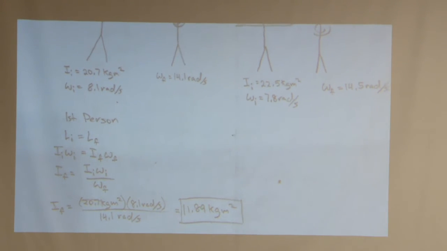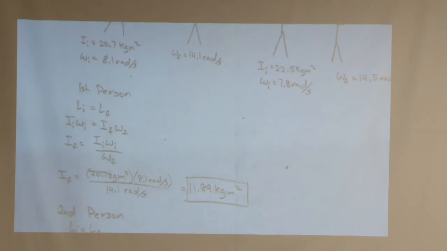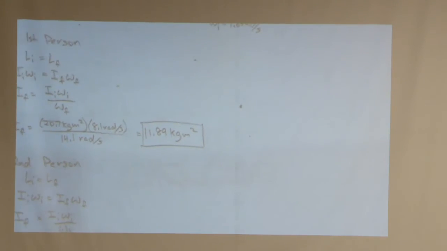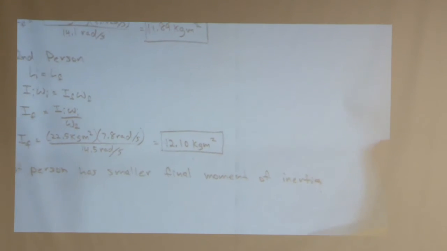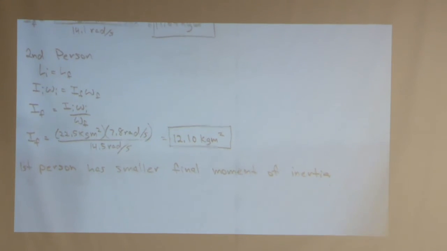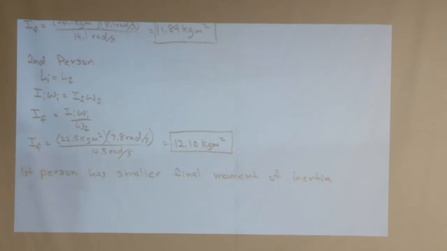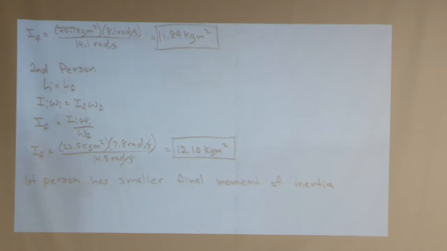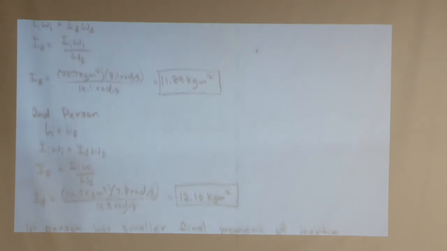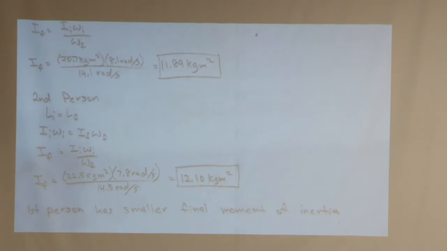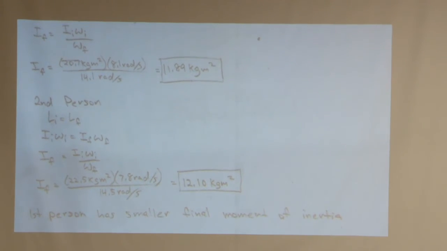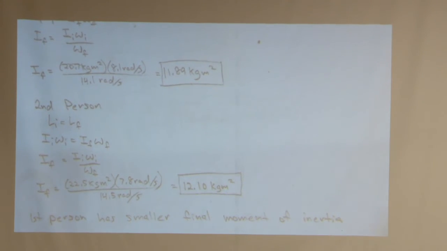Now we can do the same exact thing with Bobina, and we'll end up with the same exact equation, just different values. When we do that, we get a moment of inertia of 12.1 kilogram meter squared. So if we're asked to compare the 2 values, Bob's moment of inertia is less than Bobina's. All right. Any questions? No? All right. So we'll move on.